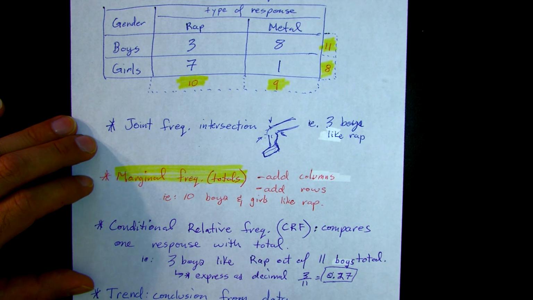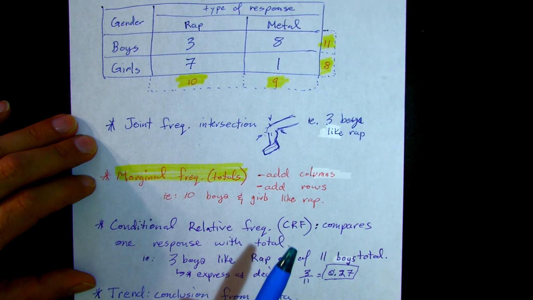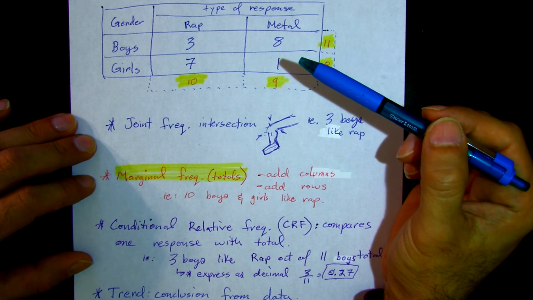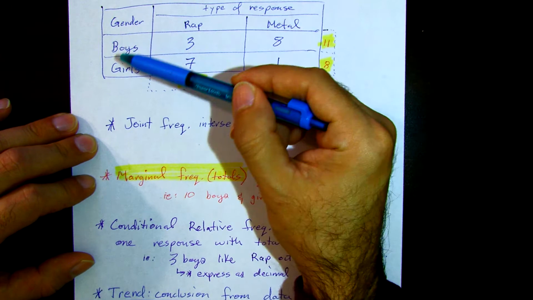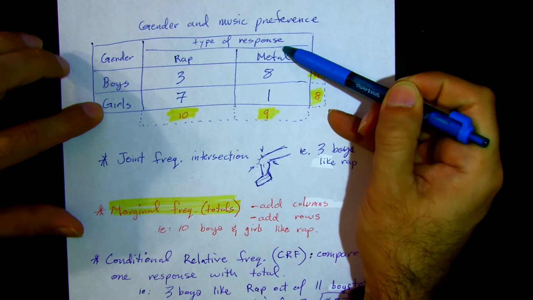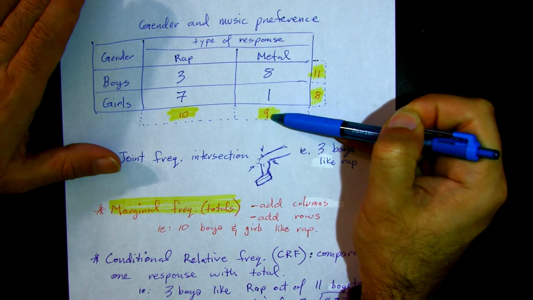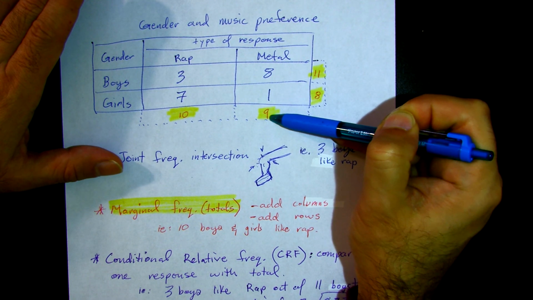So let's see. What is the marginal frequency of boys and girls who like metal? Tell me in the chat. Boys and girls that like metal. Good. All right, I see a lot of the same answers. So boys that like metal is 8. Girls that like metal is 1. So boys and girls that like metal, 9. The marginal frequency of boys and girls who like metal is 9.